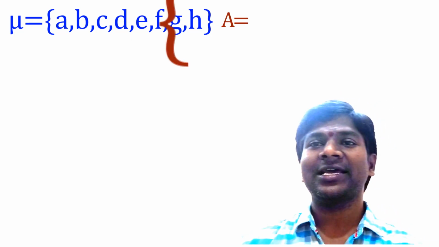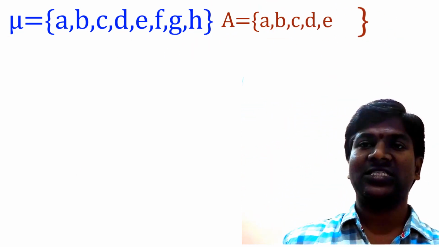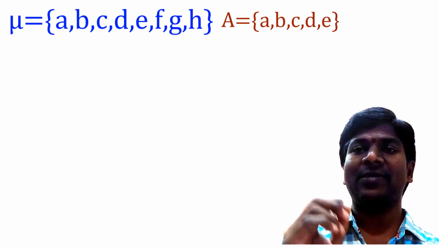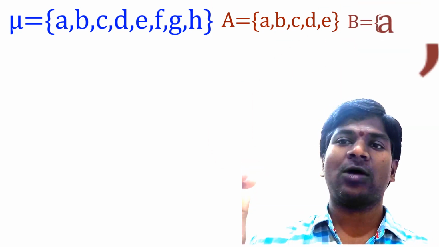Let us understand the Venn diagram concept by taking one more example. Let us take the universal set mu consisting of the elements A, B, C, D, E, F, G, H. These are the elements of the universal set. Let us take set A, which is derived from this universal set. Set A consists of the elements A, B, C, D, E. These are the elements of set A. And let us take one more set. The name of the set is B. Let us write the elements of set B as small a, small b, small c. These are the elements of set B.